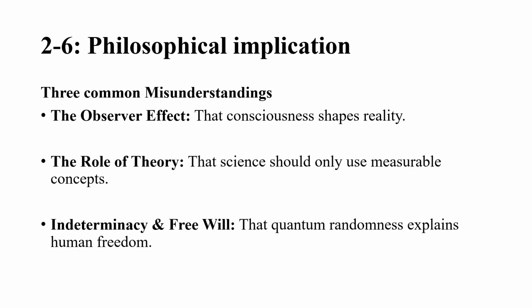So the philosophical implication is that there are three common misunderstandings. The first is the observer effect, that consciousness shapes reality. The second is the role of theory, that science should only use measurable concepts. The third is indeterminacy and free will, that quantum randomness explains human freedom.